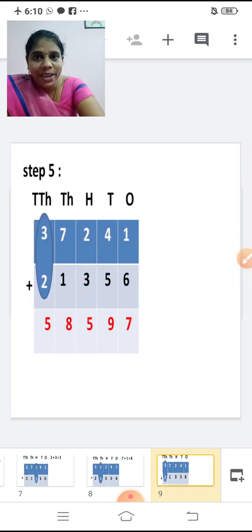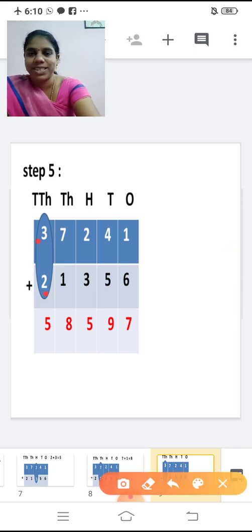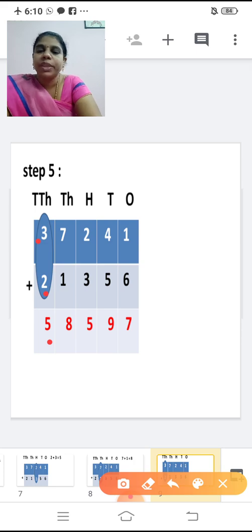Now step 5. Next we'll move on to the 10,000 place, isn't it? Shall we add the 10,000 place now? What are the digits in the 10,000 place? 3 and 2. Add and tell me the answer now. Keep 3 in mind. And after that we are going to add 2 numbers. After 3, 4, 5. So 3 plus 2 is 5. Write it below.